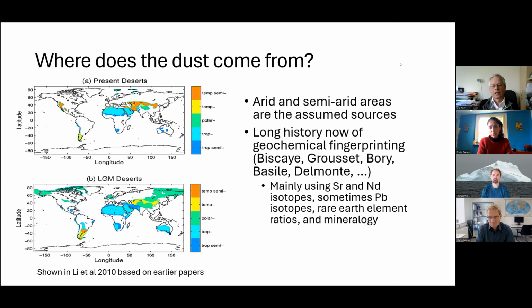There's a long history now of geochemical fingerprinting, and I think Barbara Delmonte, who did a lot of this work in Antarctica, is on the call. It's mainly used strontium and neodymium isotopes, sometimes lead isotopes, sometimes element ratios in mineralogy. And I'll talk a little bit about what that shows in a second.